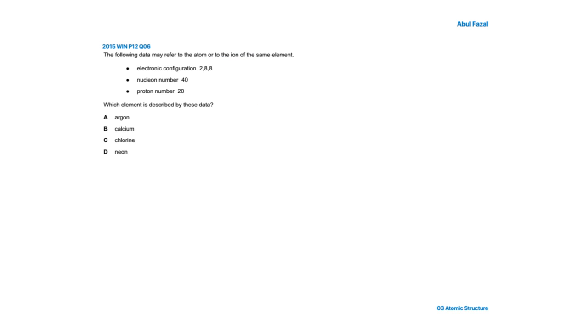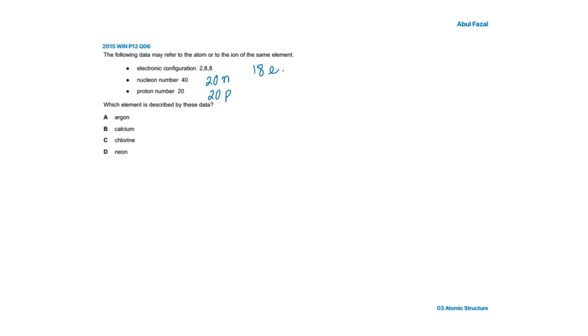Moving on. The following data may refer to an atom or to an ion of the same element. Electronic configuration is 2, 8, 8, and that means it has 18 electrons. Nucleon number is 40, and proton number is 20. So that means you have 20 neutrons and 20 protons. And which element is described by this data?